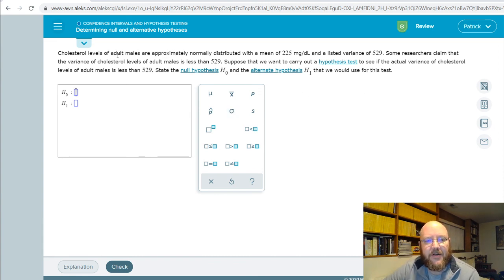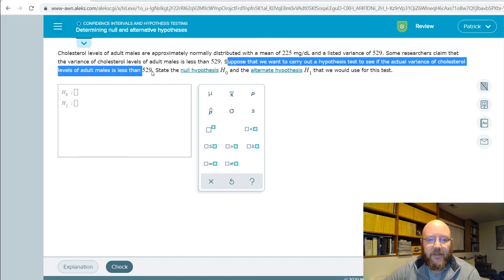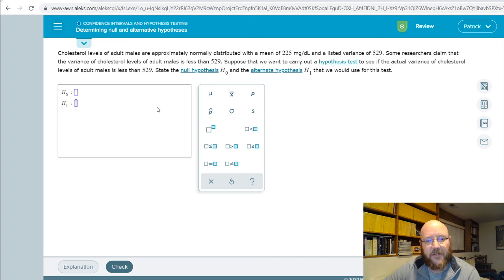So cholesterol levels of adult males are approximately normally distributed with a mean of 225, listed variance. Okay, we got a variance one of 529. Some researchers claim that the variance of cholesterol levels in adult males is less than 5.29. Suppose we want to carry out a hypothesis test to see if it is actually less than 5.29. So this is our claim right here. Okay, we want to carry out a hypothesis test, and so we're going to do variance. So start with your alternate. Sigma squared is variance, and then one arrow key over.